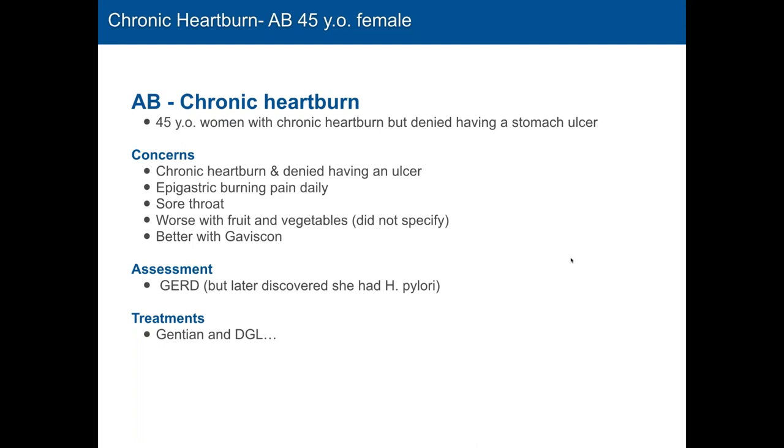And it was better with Gaviscon. Gaviscon's kind of a demulcent drug, which is basically made from algae, and I think it's got aluminum hydroxide. It's basically a demulcent and an antacid combined, I believe, but it's a drug. So we thought she had only GERD going on, and we found out later on she didn't. She basically had H. pylori. But anyways, on the first visit, we gave her gentian, and we also gave her DGL.